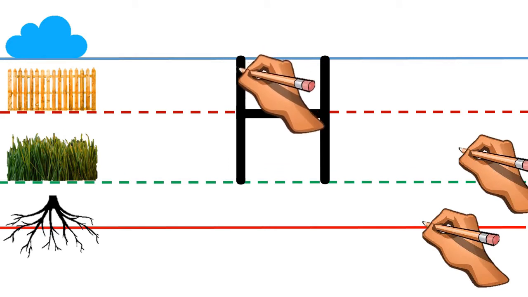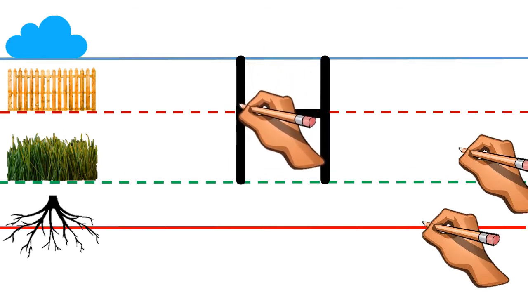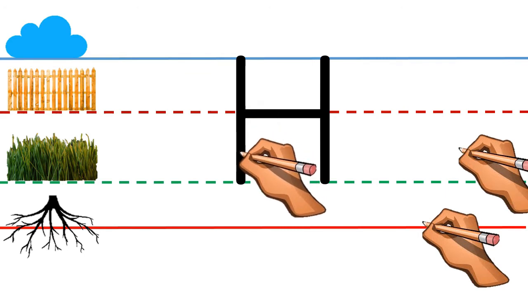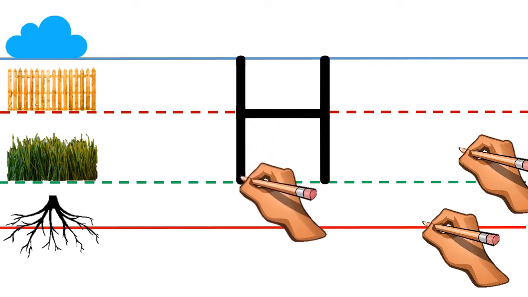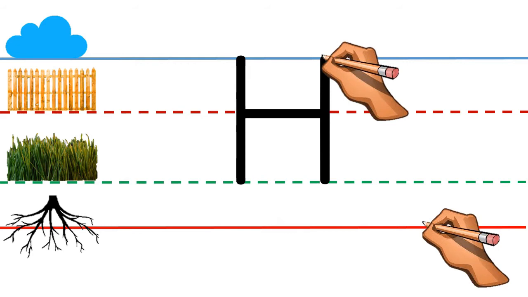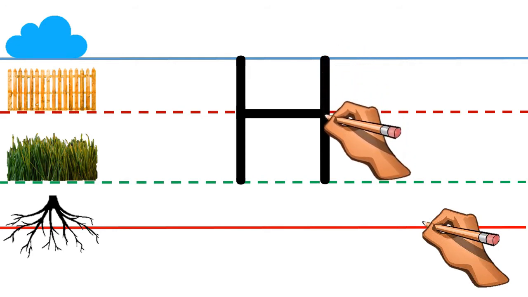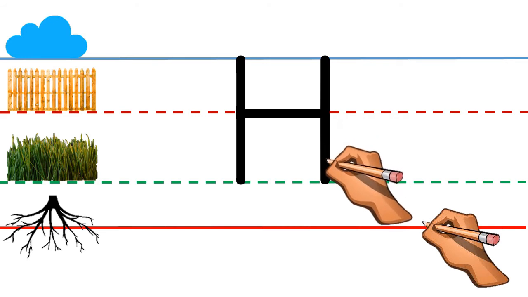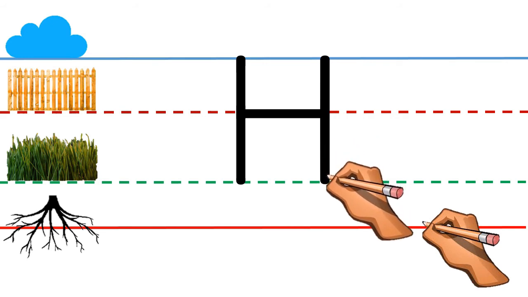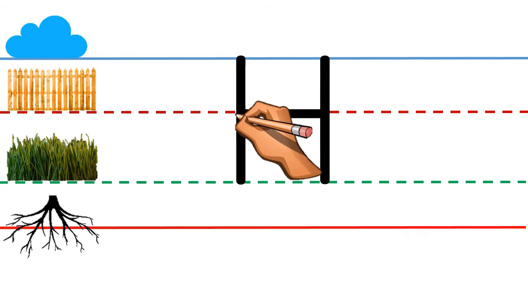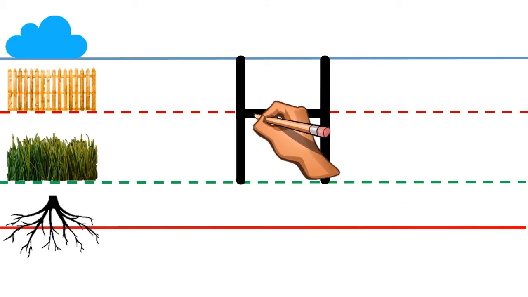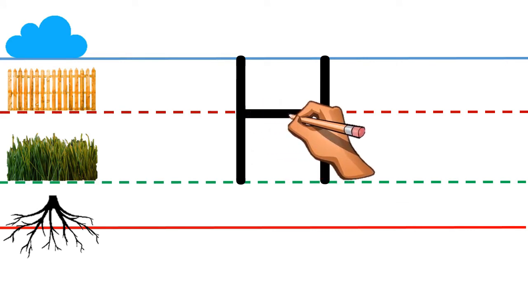Put your pencil on the skyline. Come down straight, touch the grass line. Now once again, put your pencil on the skyline. Come down straight, touch the grass line. Now put your pencil on the fence line and connect both of the straight lines.